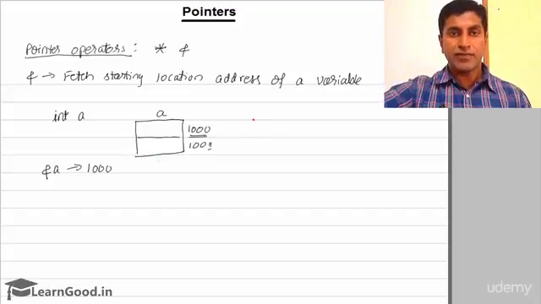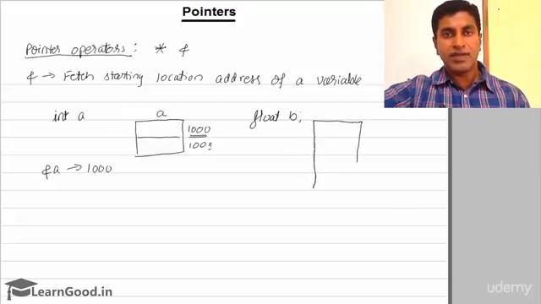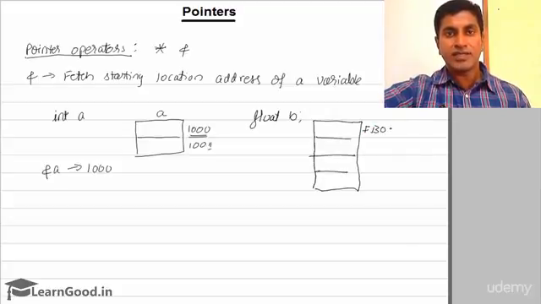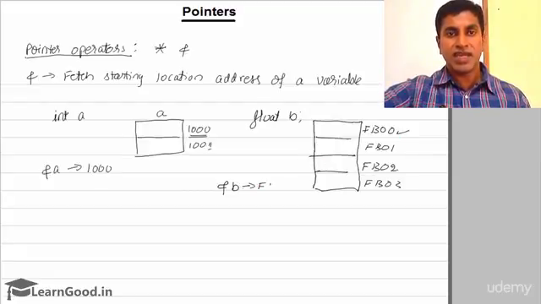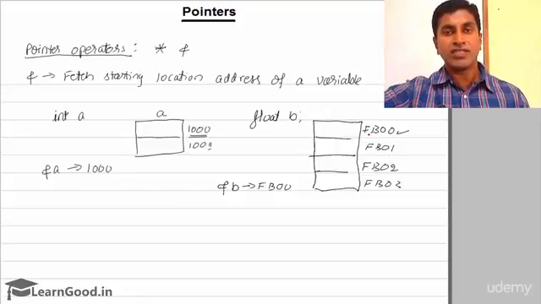In the same way, take a float variable b, where 4 bytes have been allocated. Let's assume the starting addresses are FB00, FB01, FB02, FB03. If I give ampersand of b, that gives me the first address, which is FB00. So the ampersand always gives the starting location address, whether it is an integer or a float.